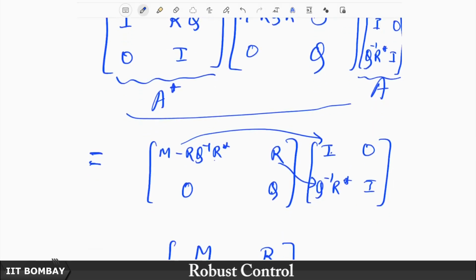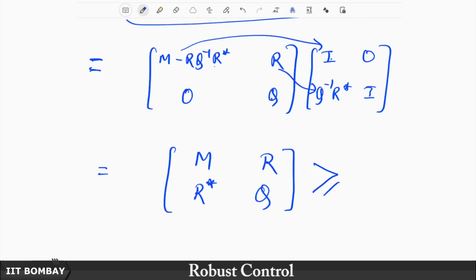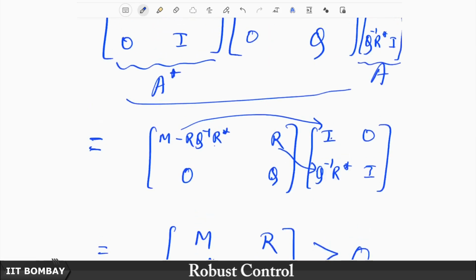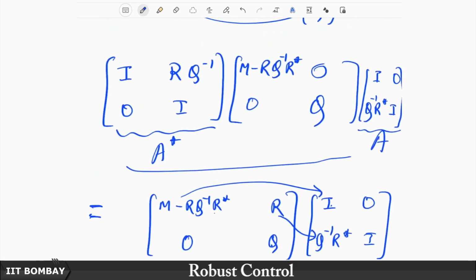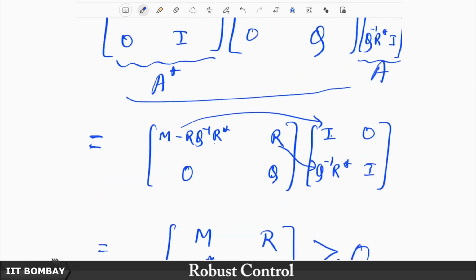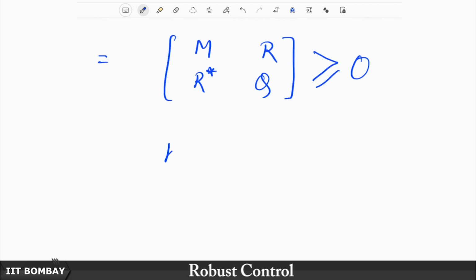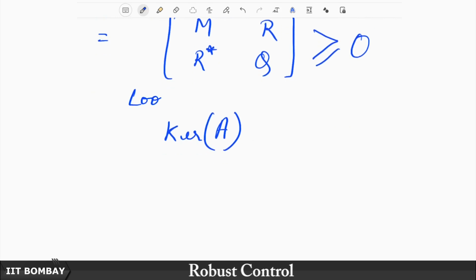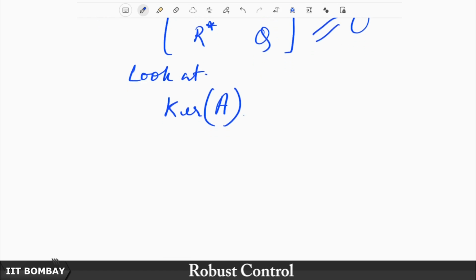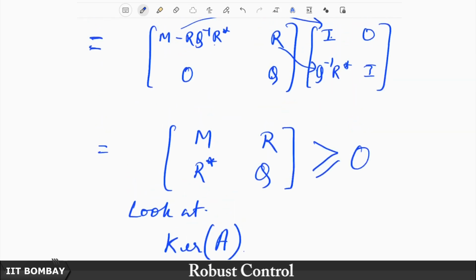So, what can I say about this? This is at least greater than or equal to 0. But now, can I say that the A matrix has a kernel comprising only the trivial subspace? So, look at the kernel of this A matrix. All right. What can we say about this? Let us write it down.